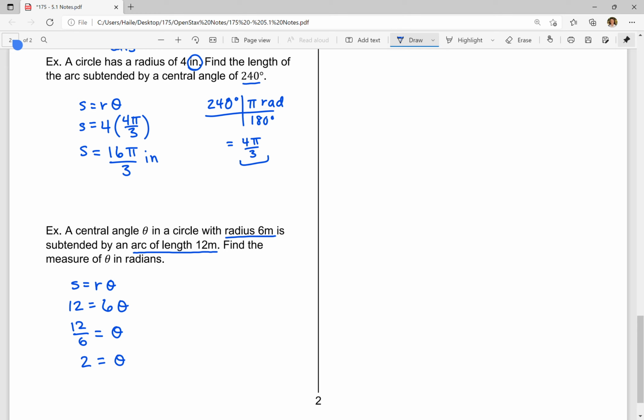So remember that theta is already in radians, so we actually don't need to do any conversion here. Theta is in radians, so this is good to go. Theta is equal to 2 radians.